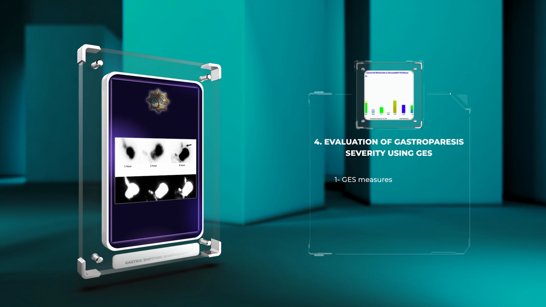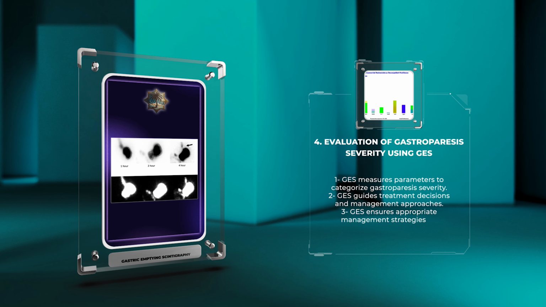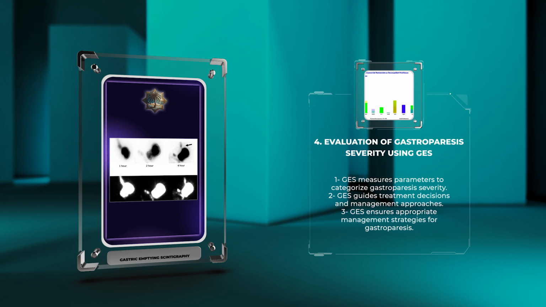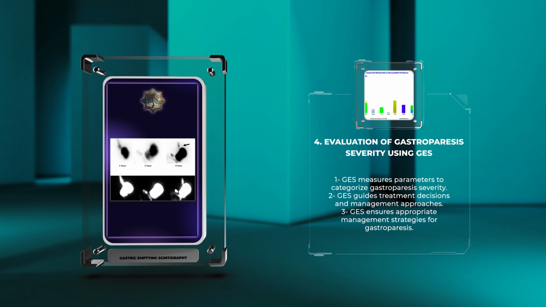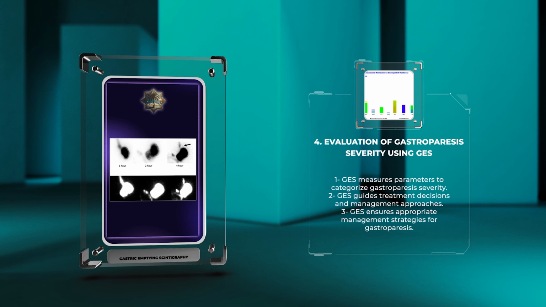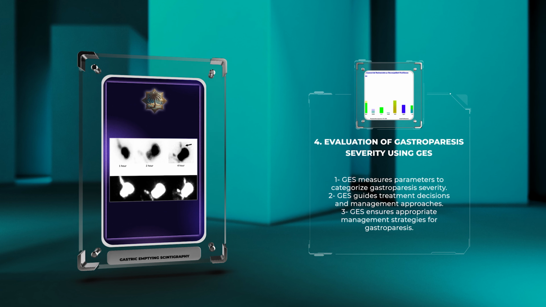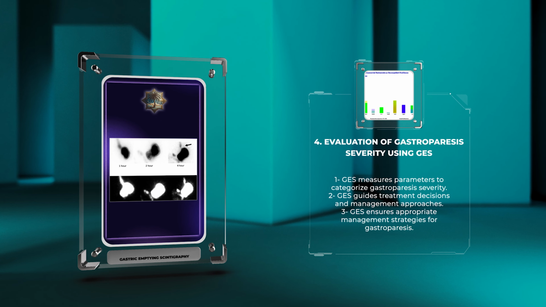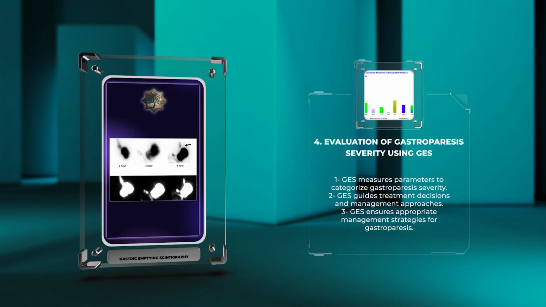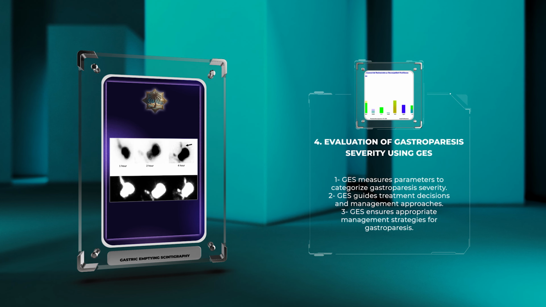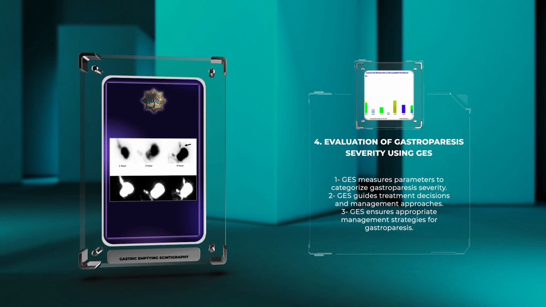GES provides valuable insights into the severity of gastroparesis. By measuring parameters such as gastric retention at specific time points, the rate of emptying, and half-time, GES helps categorize patients into different severity groups. This information is vital in guiding treatment decisions, such as diet modifications, medication adjustments, and potentially surgical interventions. GES allows for an objective assessment of gastroparesis severity, ensuring appropriate management strategies are implemented.